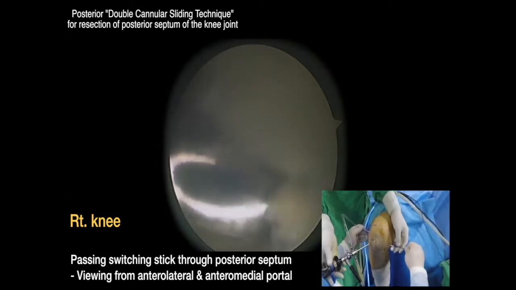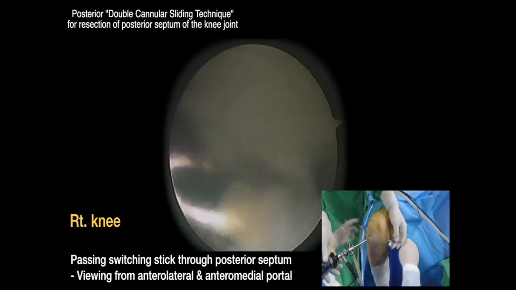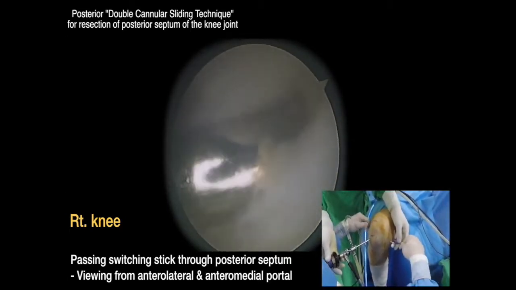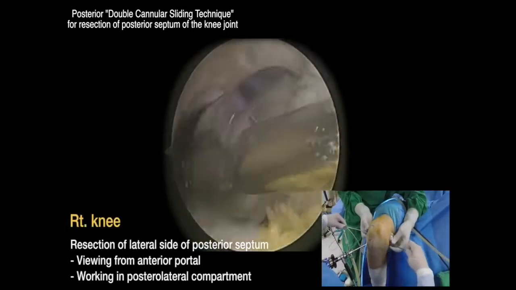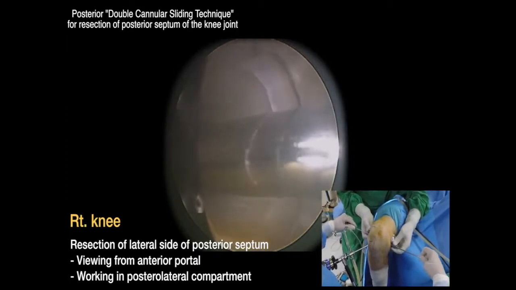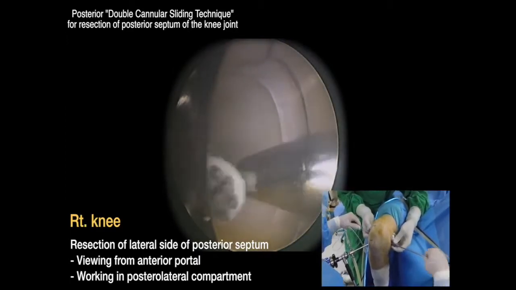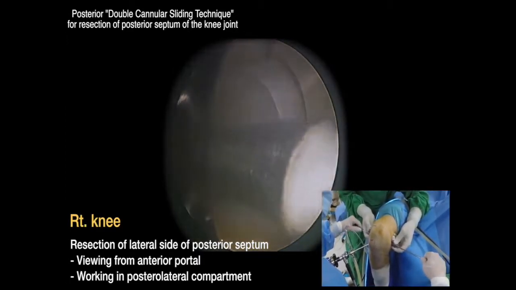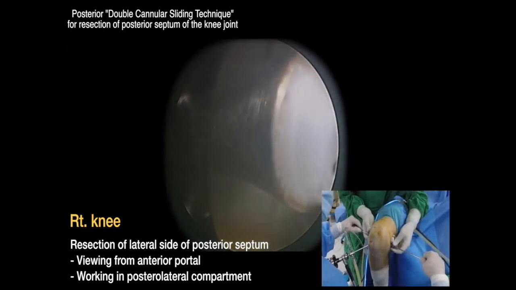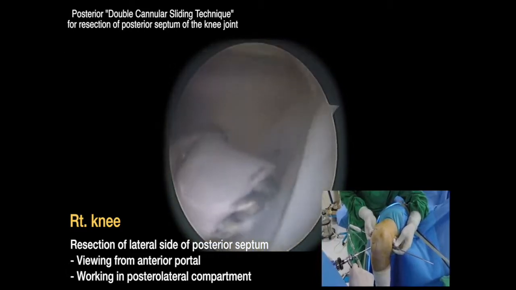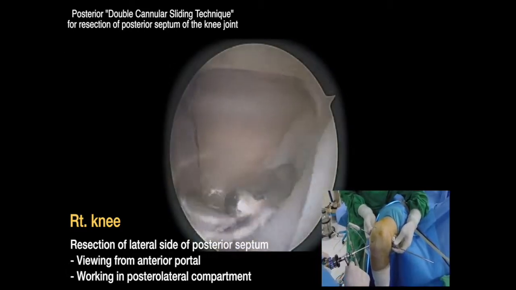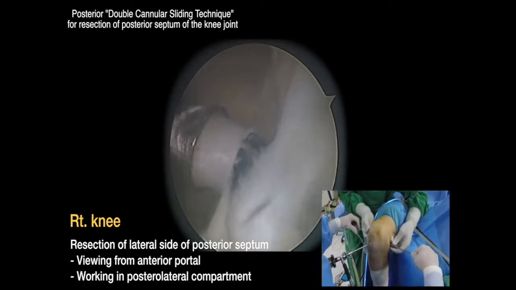After placing the arthroscope in the posterior lateral compartment, the switching stick was passed through the cannula of the posterior lateral portal. While sliding the switching stick in the posterior medial direction, an instrument was inserted into the posterior lateral portal. Then, push both cannulas towards the posterior septum and fix the cannula direction while the switching stick was slid into the septum.